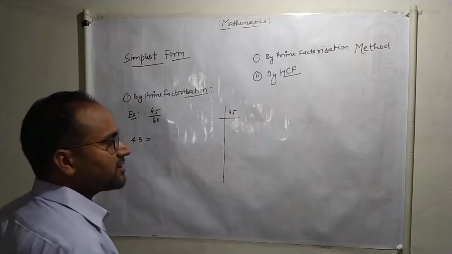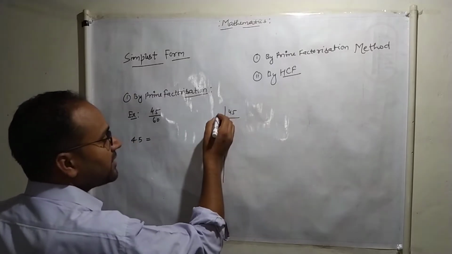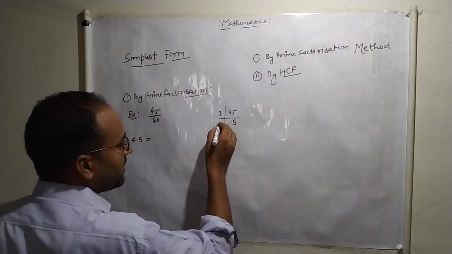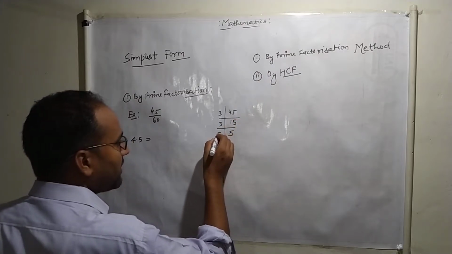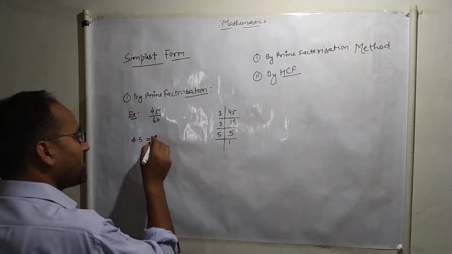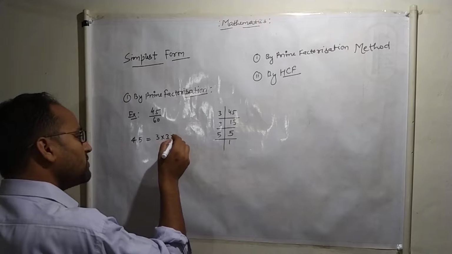45 is not cancelled out by 2. Then it is cancelled out by 3: 3 15s are 45. Then again 3: 3 5s are 15. And then 5. So the prime factorization of 45 is 3 into 3 into 5.